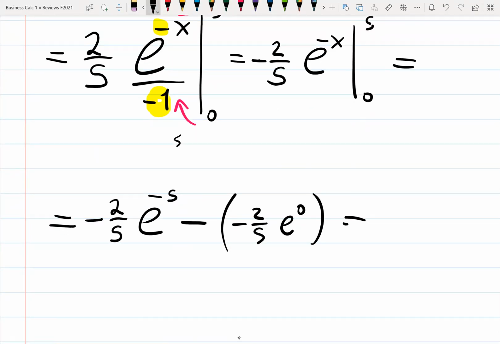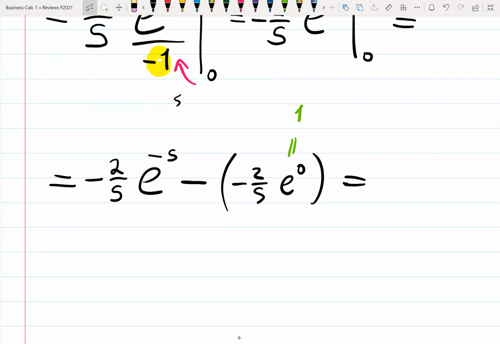And then don't forget, sorry, I'm confused a little bit. No, you're fine. Your way is also good as long as it's correct. Just make sure it's correct. Sure. Yeah. So -2/5 e to the minus 5. That is some kind of number. We don't really care what it is.